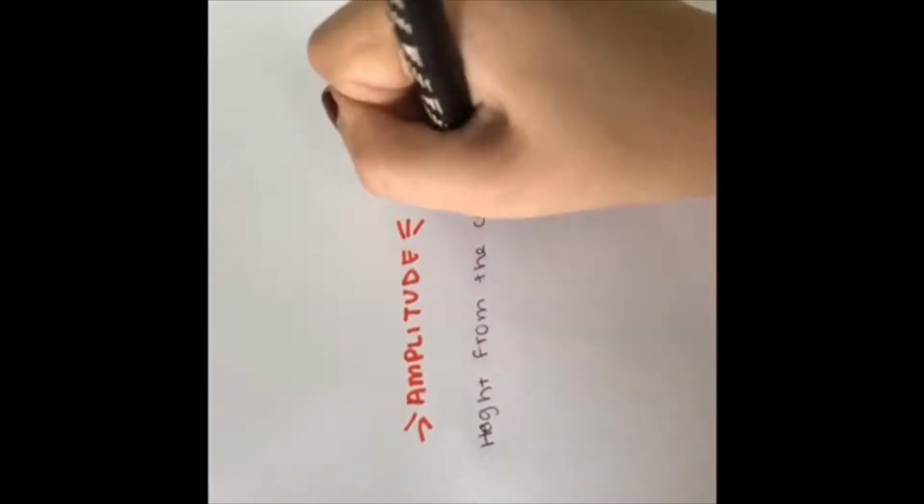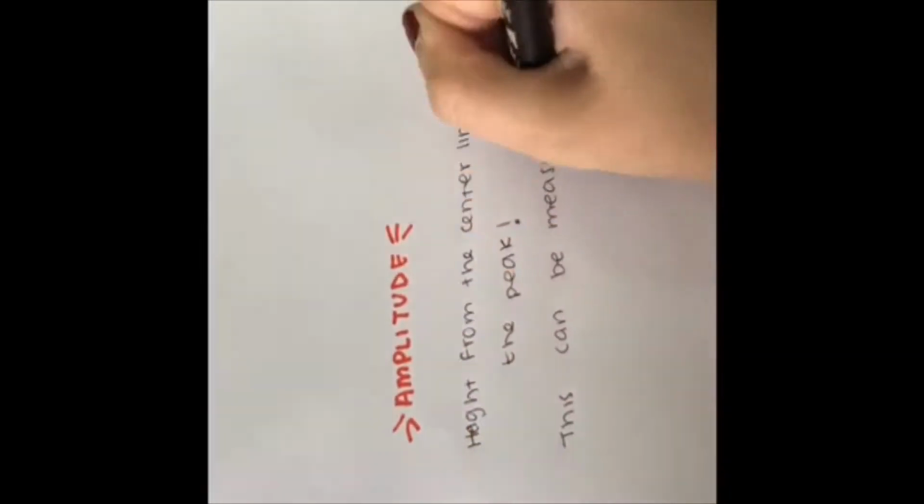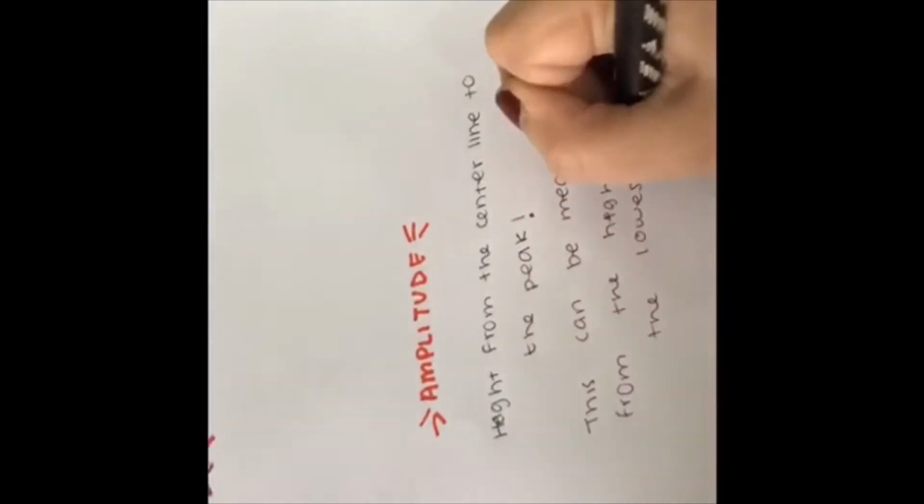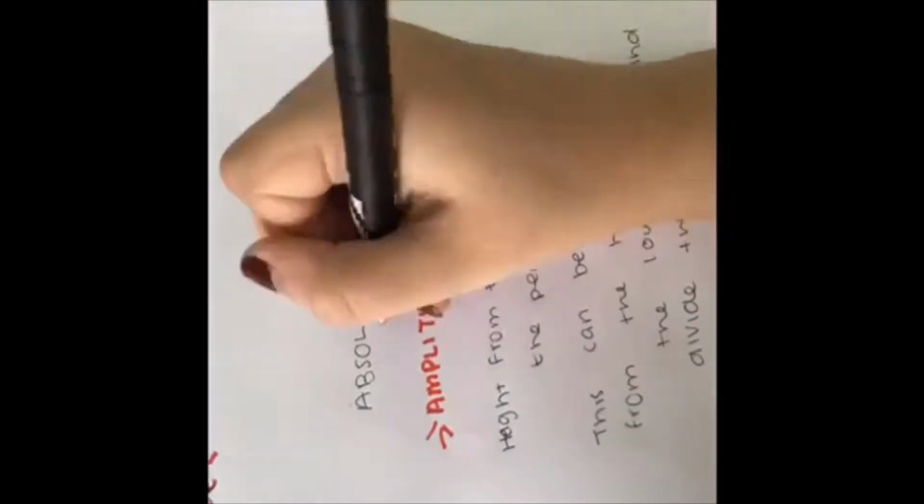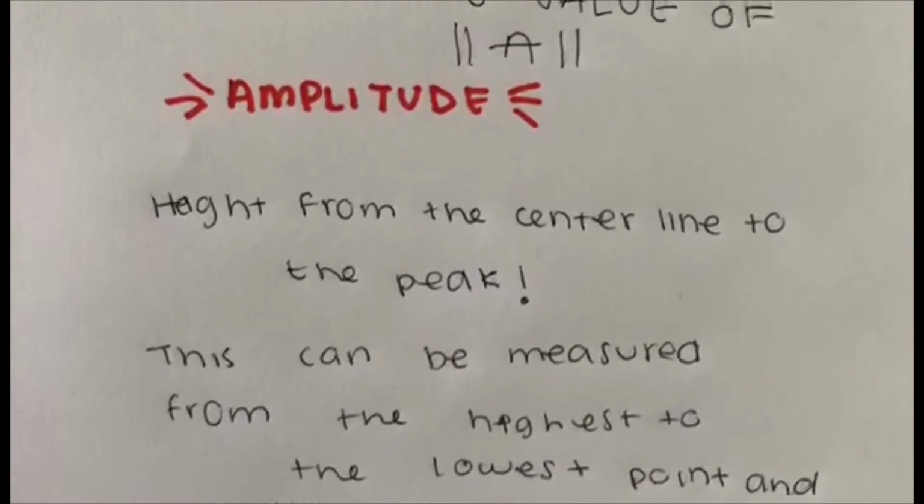What is amplitude? Amplitude can be known as the absolute value of A. It is the distance from the center line to the peak, the highest point. This can be measured from the highest to the lowest point and divided by 2.